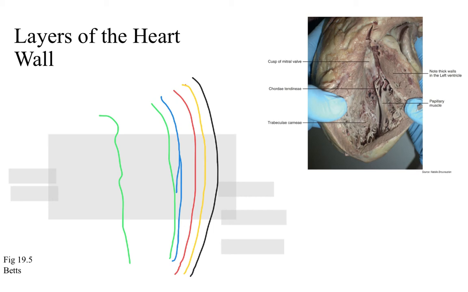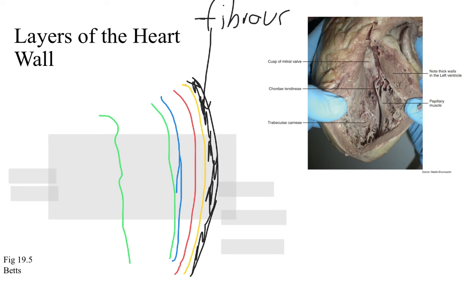All right, so the first layer you see right here, the outermost layer, that's going to be your fibrous pericardium. All right. And we've talked about that as being part of the pericardium. That's that very outside that's connected to all of the surrounding tissue, and it's very tough to allow for protection of the heart. So that would be this whole area here.